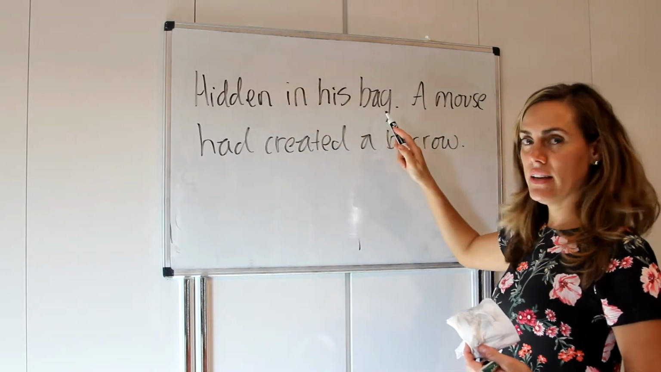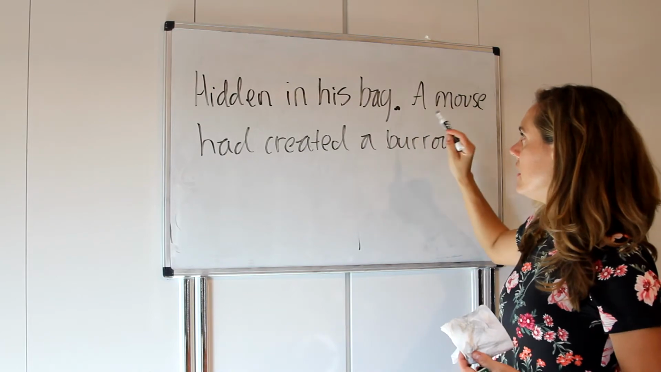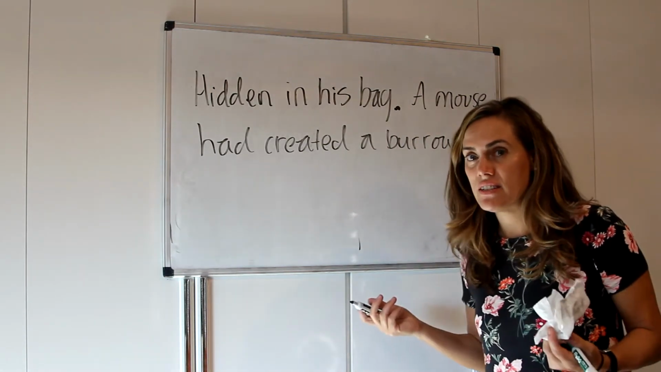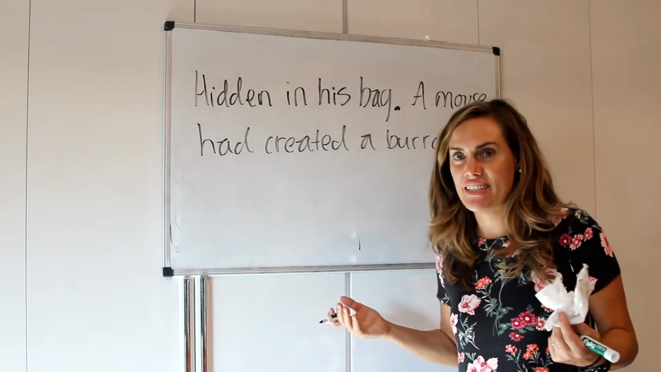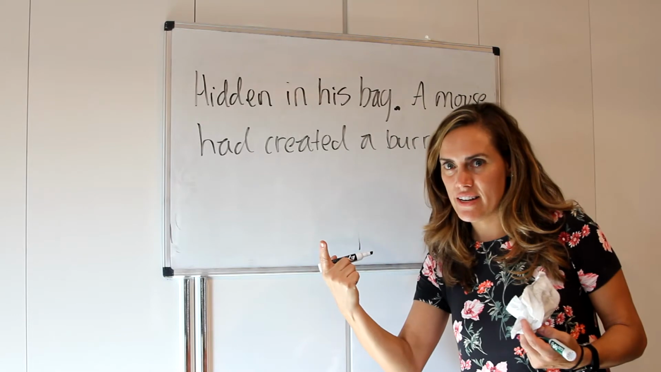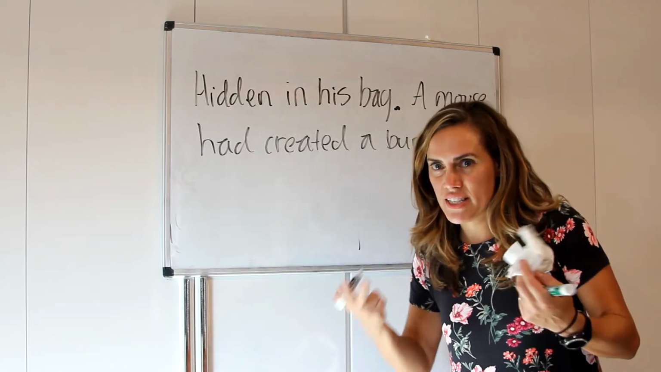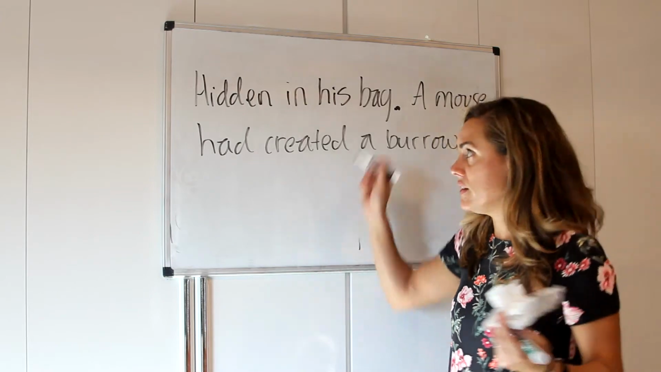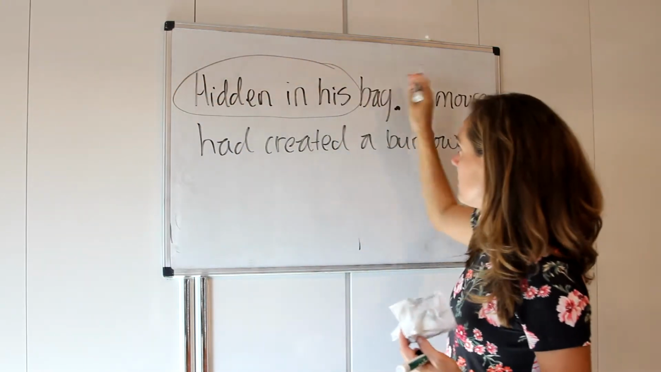Okay, here's the second example. Hidden in his bag. A mouse had created a burrow. Okay, one of these is a complete thought, a complete sentence. Which one? Hidden in his bag. What was hidden in his bag? What's the main verb? What's the thought? What's the complete idea? There isn't one. This is a fragment, okay?